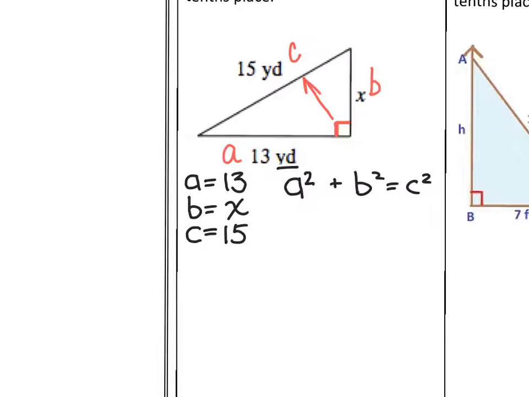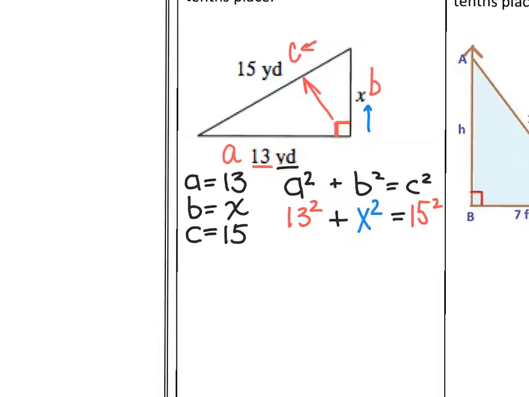Let's fill in our legs. So the first thing I'm going to do is fill in these two pieces of information that do not change. Then I'm going to look for my first leg, which is leg A, which is 13. So I'm going to go ahead and write 13 squared. And I'm going to look for my second leg, B, which is X. So X squared. Or you could put B squared. It really doesn't matter. And then my last piece of information is C, which is my hypotenuse, which I see up here at the top. And my C is 15 squared.